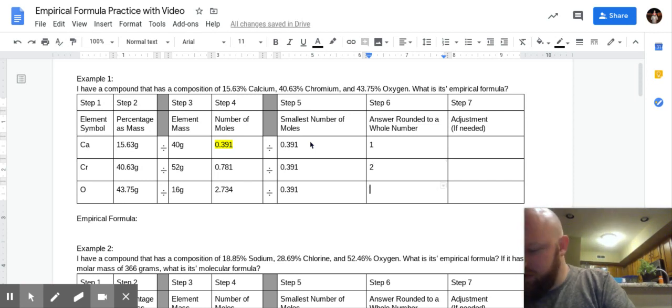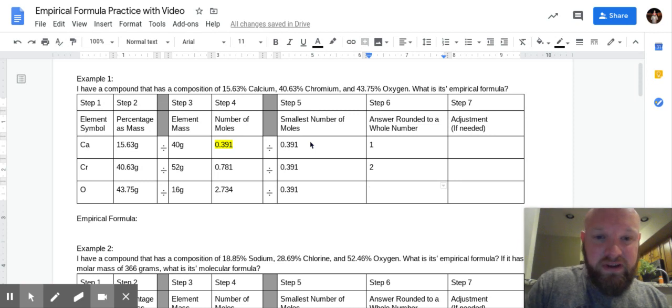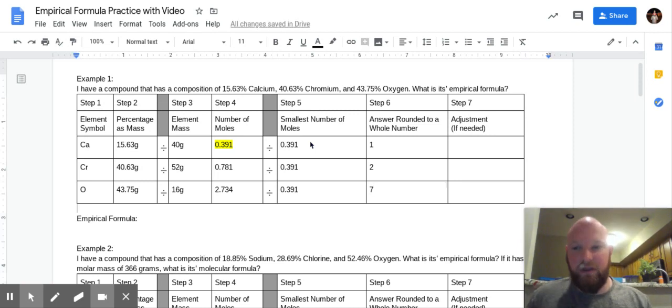And I'm going to have 2.734 divided by 0.391. And that's going to be 6.99. So I'm going to round that to 7. I don't need to make an adjustment. That's only if you have 0.5, if you have something smaller than that. Okay.